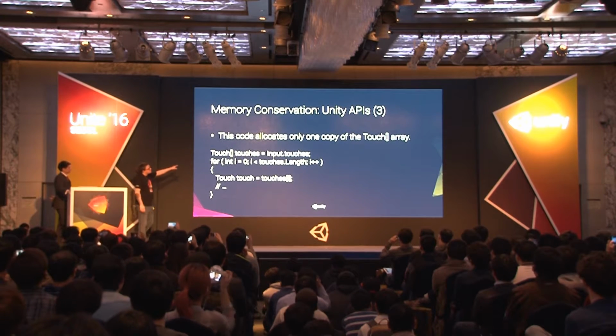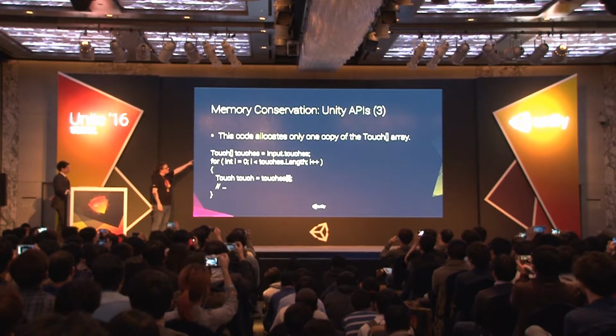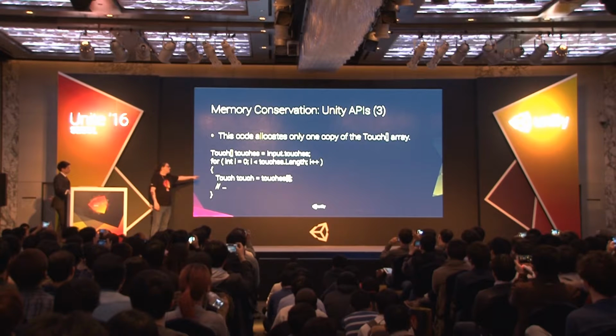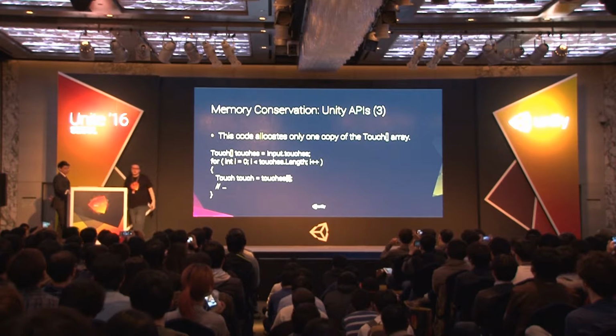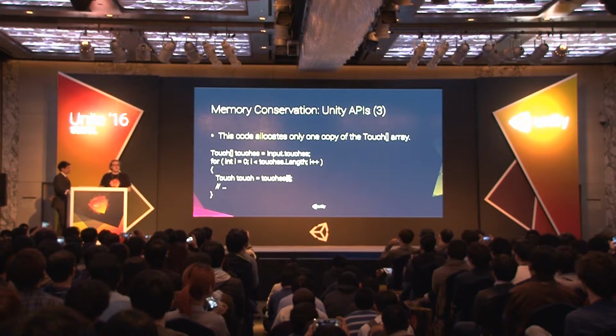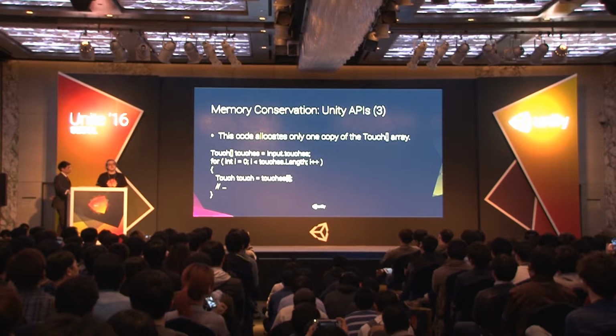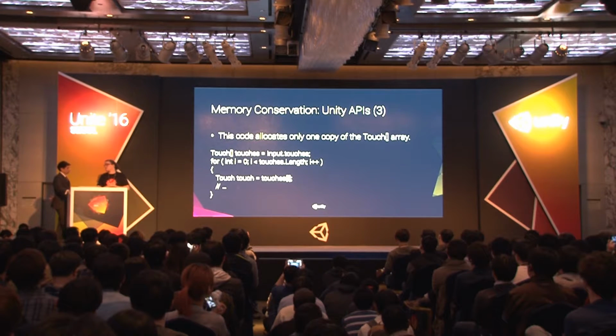By moving the allocation outside of the loop, we're only doing it once, and then we're accessing the cached copy. It's very, very simple to gain very, very quick benefits just by reorganizing a little part of your code.